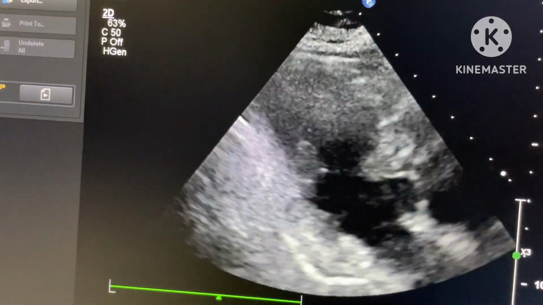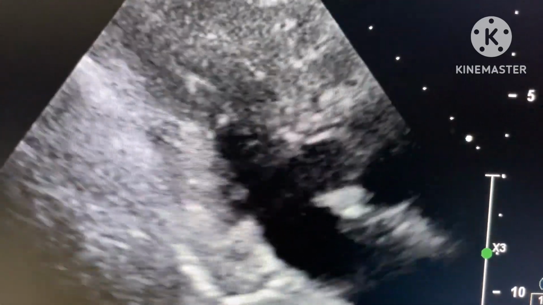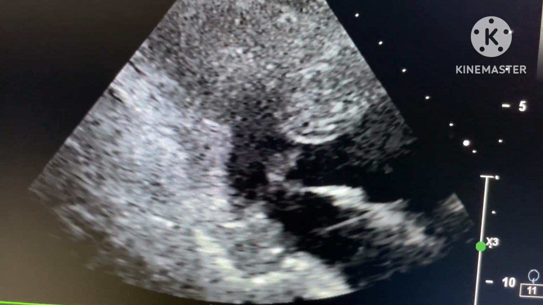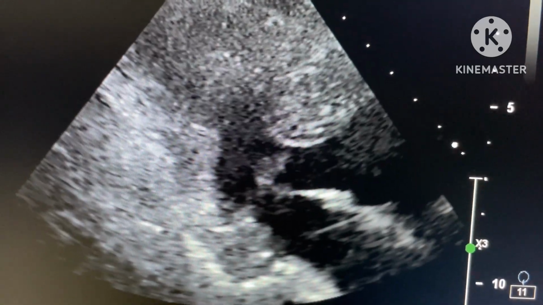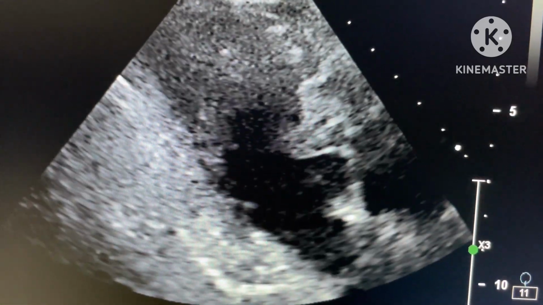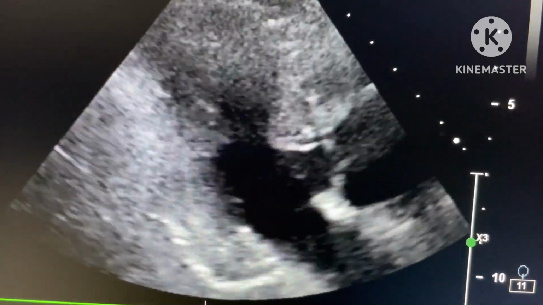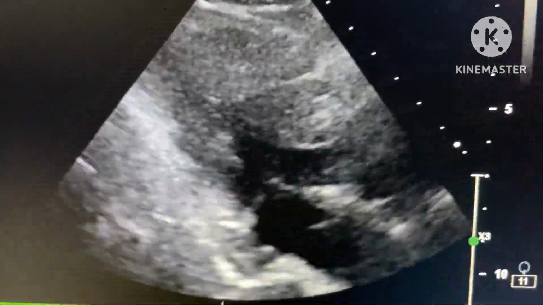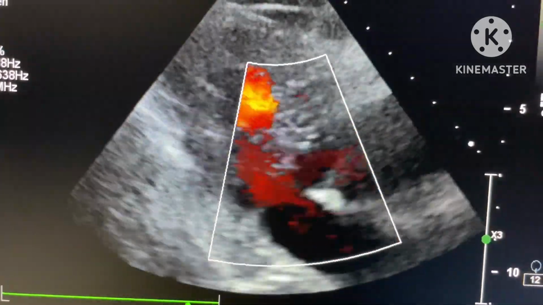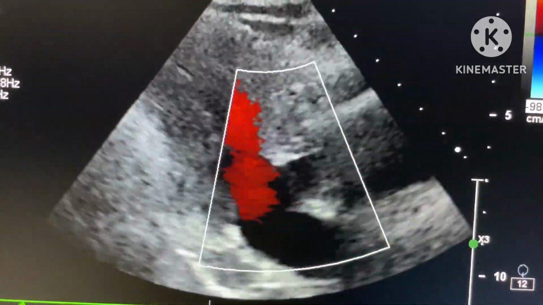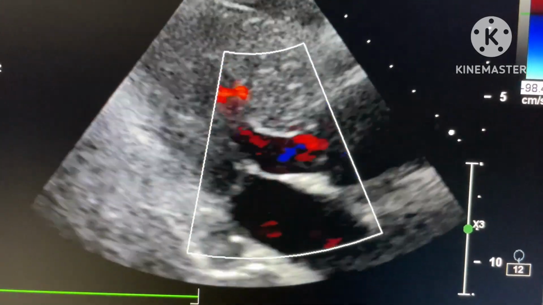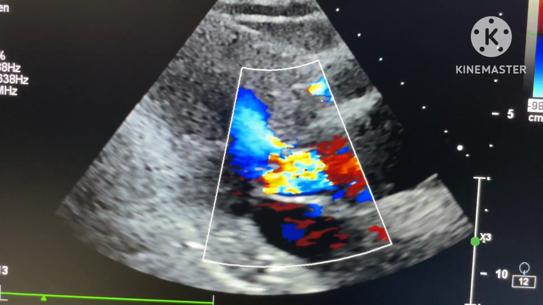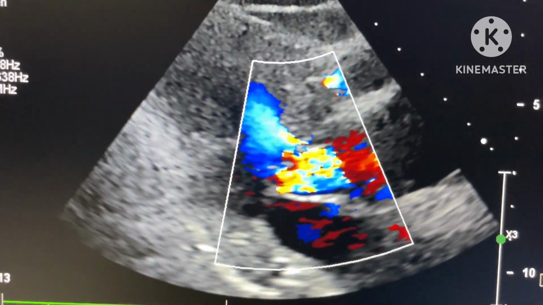Next image, you see again the same thing. You can easily see how the whole valve touches, then moves towards the interventricular septum. This is SAM, systolic anterior motion. You see flow turbulence in that region. See, the most turbulence is where the SAM is. You see, this is the flow turbulence area.